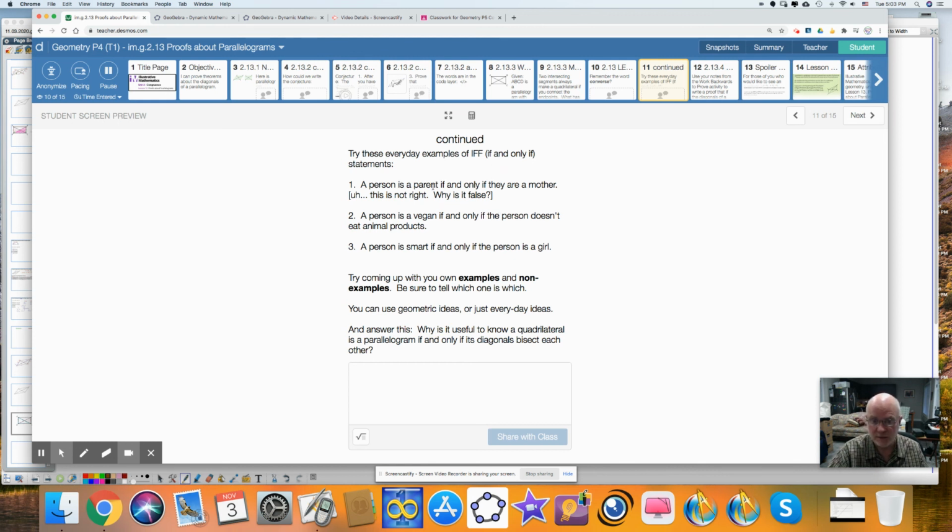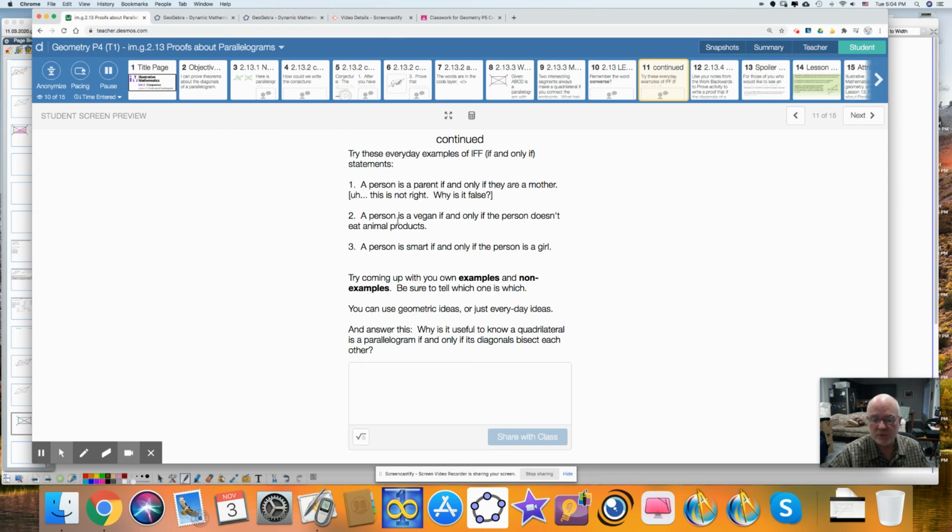A person is a vegan if and only if the person doesn't eat animal products. A person who doesn't eat animal products is vegan, and a vegan is a person who doesn't eat animal products. You see how it works both ways? It's biconditional, and it's one that works both ways. A person is smart if and only if the person is a girl, and this is not a good example, because it could be a boy, you know.